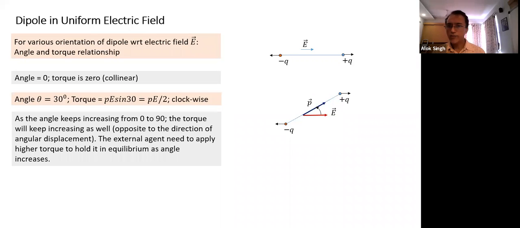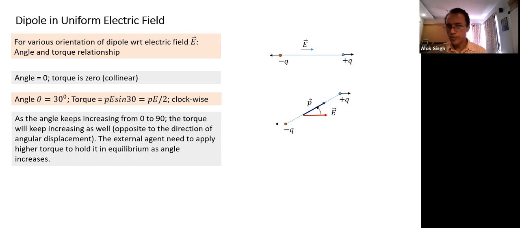So what will happen as the angle keeps changing here? Suppose we keep rotating this. If this angle keeps increasing, the lever arm or perpendicular distance between the forces also keeps on increasing, hence the torque also keeps on increasing. As the angle keeps increasing from 0 to 90, the torque will keep increasing as well. And in which direction are we rotating this dipole? In the anti-clockwise direction. So when we give the dipole a displacement in the anti-clockwise direction starting from 0 angle, the torque is acting in the clockwise direction.